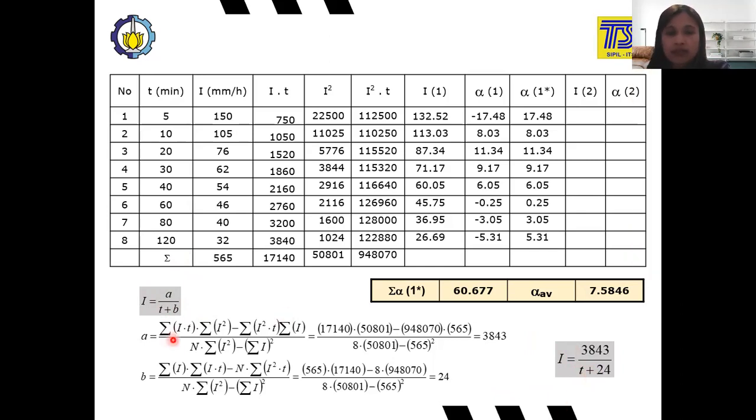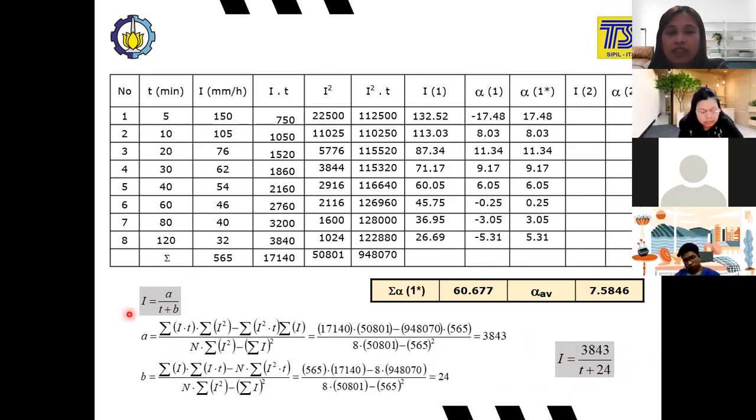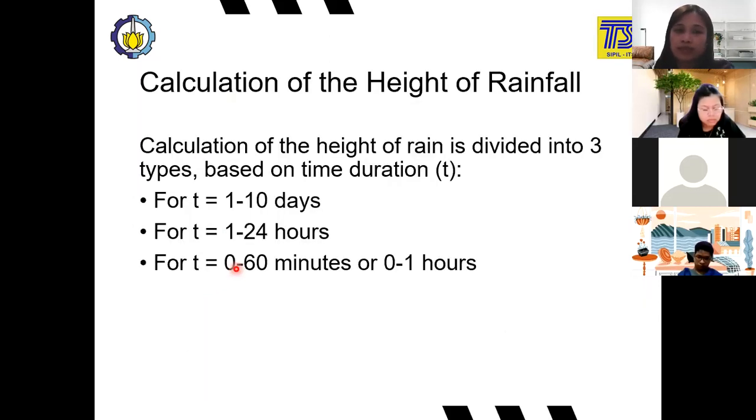2 hours, so T here is 2 hours, and then we got 120 minutes plus 24. After that, we got the average rainfall intensity of this rainfall. So you cannot simply average it using the intensity data of each minute. You have to do it with the empirical formulas.